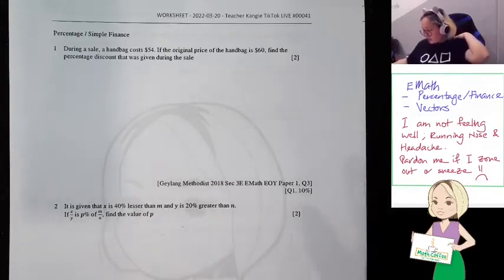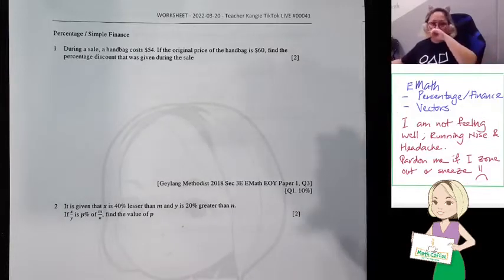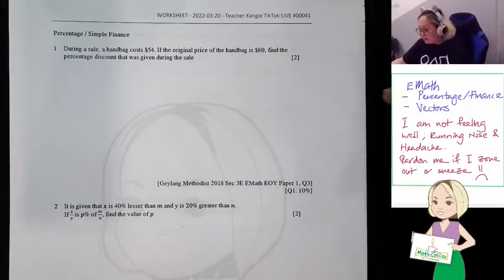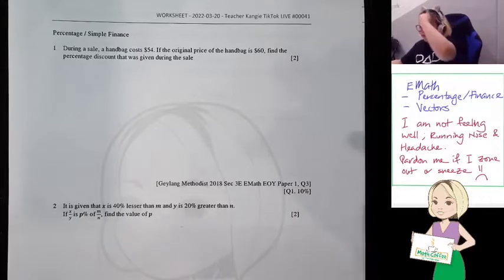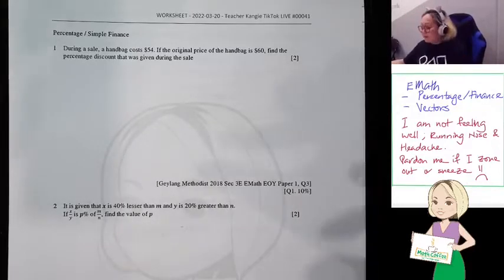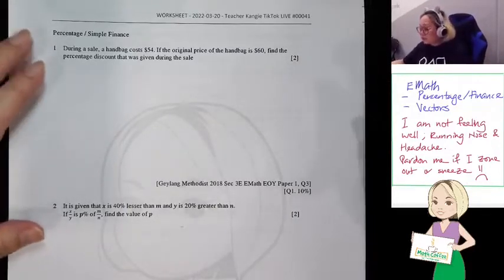Okay, let's start with the simple one, which is the percentage. Not much question on percentage. We will focus more on vectors at the back. So, percentage. During a sale, a handbag costs $54. If the original price of the handbag is $60, find the percentage discount that was given during the sales.